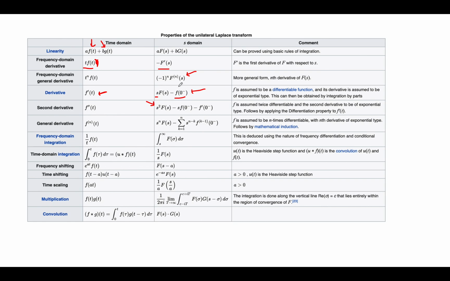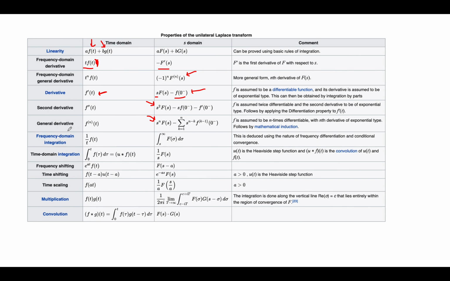Notice that in the first derivative you have one initial condition. In the second derivative you have two initial conditions, one on f and one on f prime. In the nth derivative you will have n initial conditions, and so you can generalize this formula to what is shown right here, where you have multiplication by s to the n, and then you subtract off a series of initial conditions generating a polynomial in s for those.